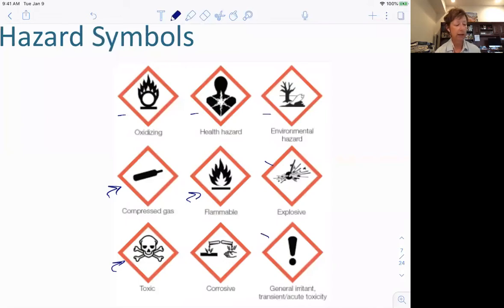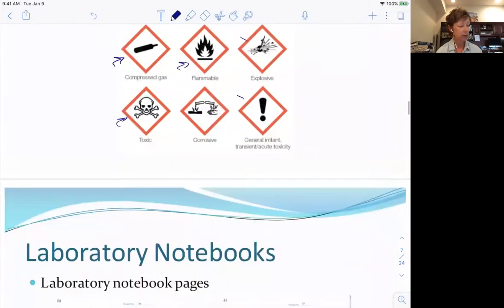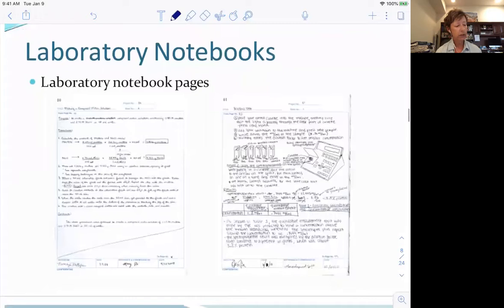And then environmental hazard, I think that kind of makes sense what that is. So these are the hazard symbols that are put on specific locations or instruments, in the case of the compressed gases or the chemicals that we might be working with. So let's turn our attention to our lab notebook.